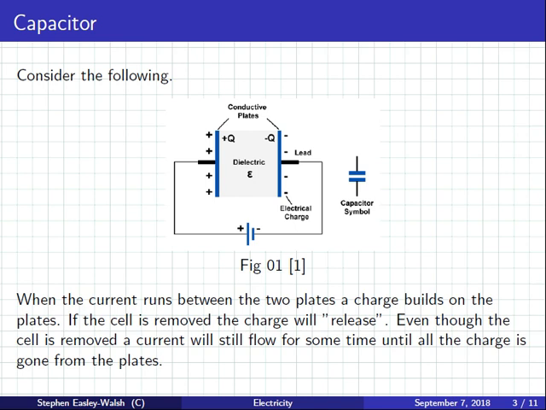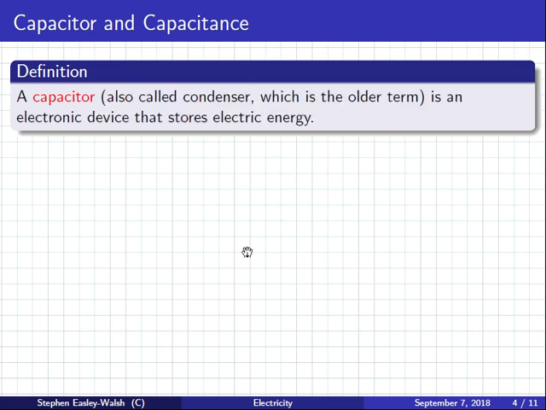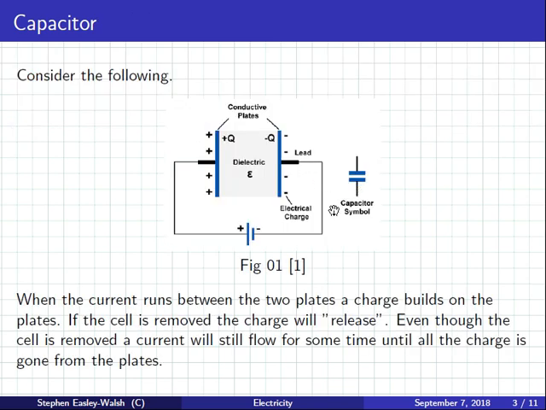So the definition: a capacitor, also called a condenser, but that's an old term for it. You don't need to write that down. A capacitor is an electronic device that stores electrical energy. Also, you should write down this symbol here for the capacitor.